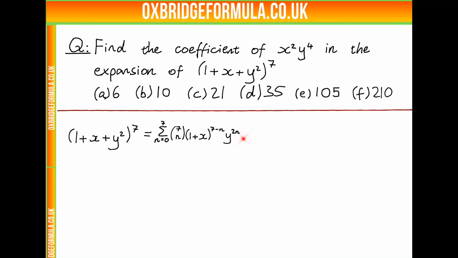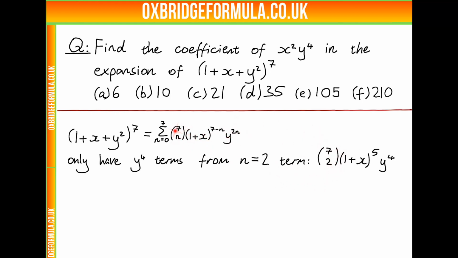So we can see that we'll only get terms with a y to the 4 in when n is equal to 2. So when n is equal to 2, the coefficient of y to the 4 is 7 choose 2 times (1 + x) raised to the power of 5. So let's firstly just find what the value of 7 choose 2 is. Well, by definition, it's 7 factorial divided by 5 factorial times 2 factorial. Now, 2 factorial is just 2, and 7 factorial divided by 5 factorial is just 7 times 6. So 7 choose 2 is equal to this, and 6 times 7 is 42, which when we divide by 2, just leaves us with 21.